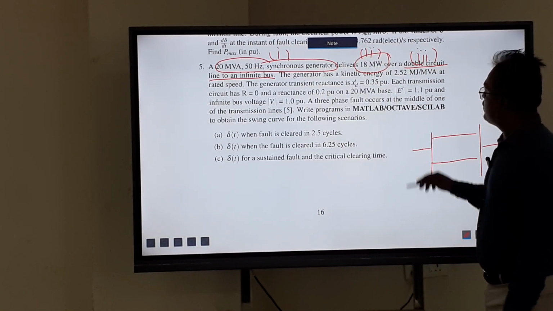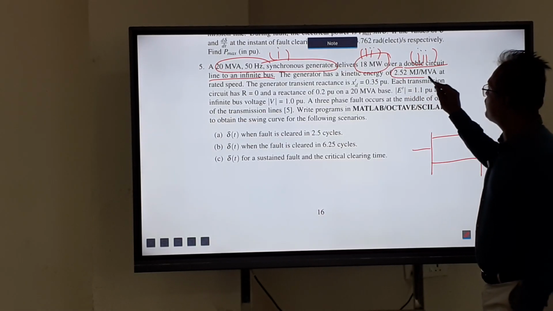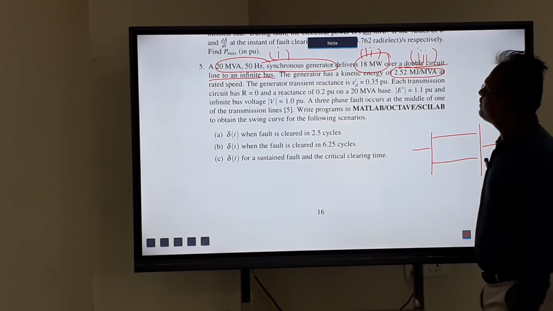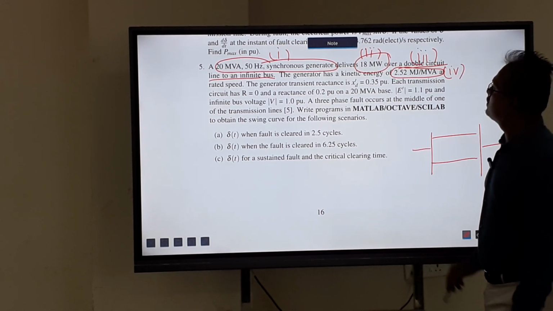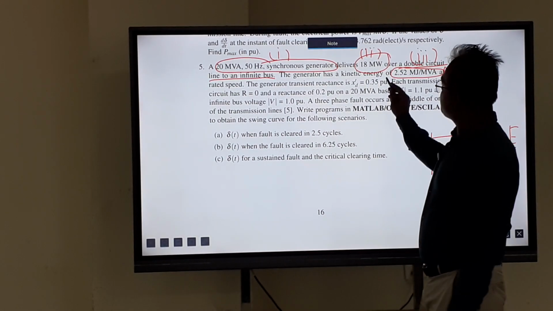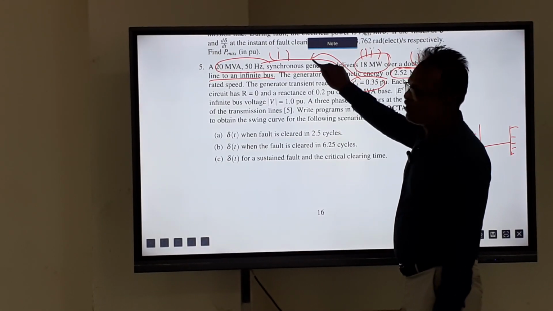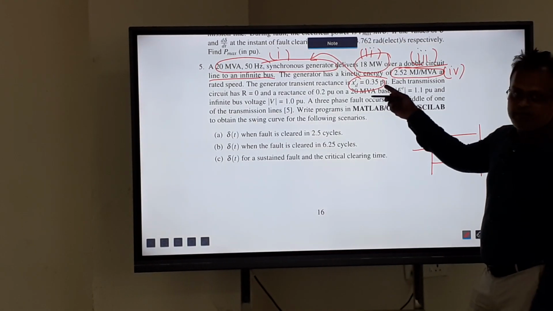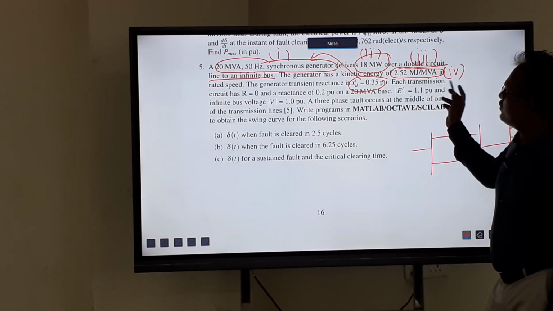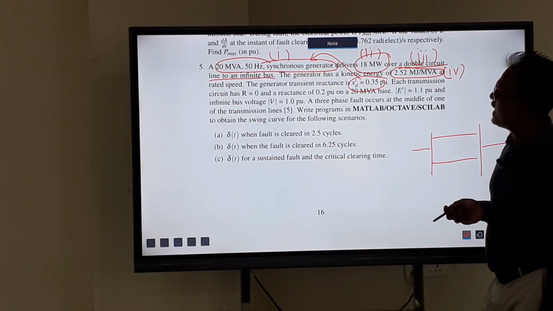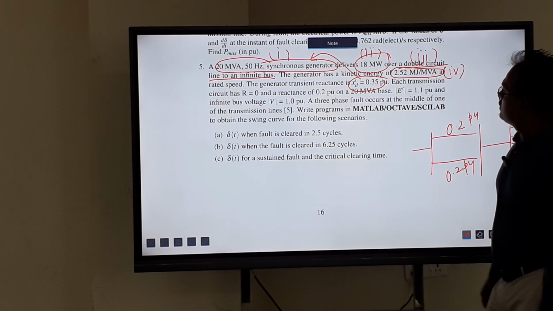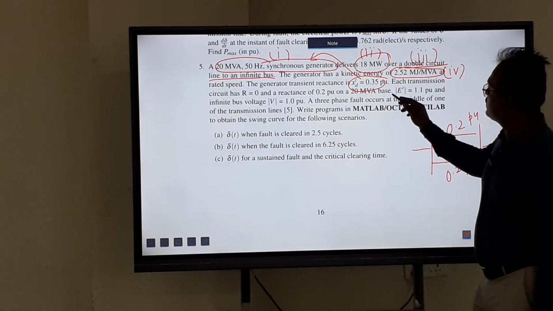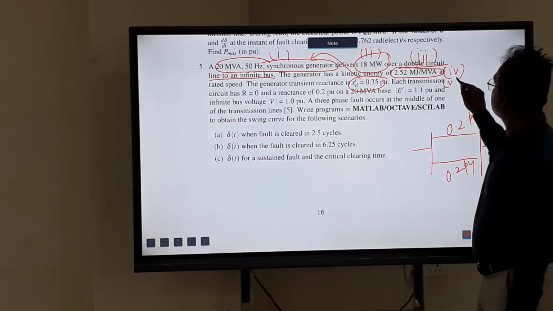Okay. The generator has a kinetic energy of 2.52 megajoule per MVA. Transient reactance is 0.35 per unit. Add it here, point number 4. Transient reactance is 0.35 per unit. Each transmission circuit has resistance 0 and a reactance of 0.2 per unit. All this is point number 5, transmission line parameter.